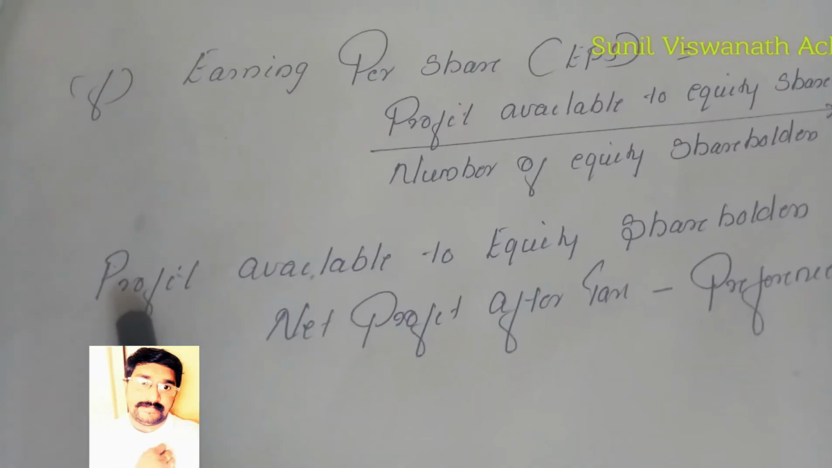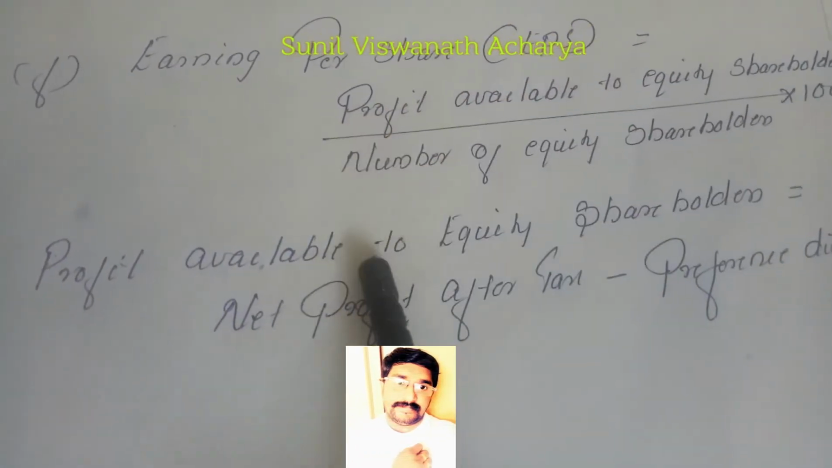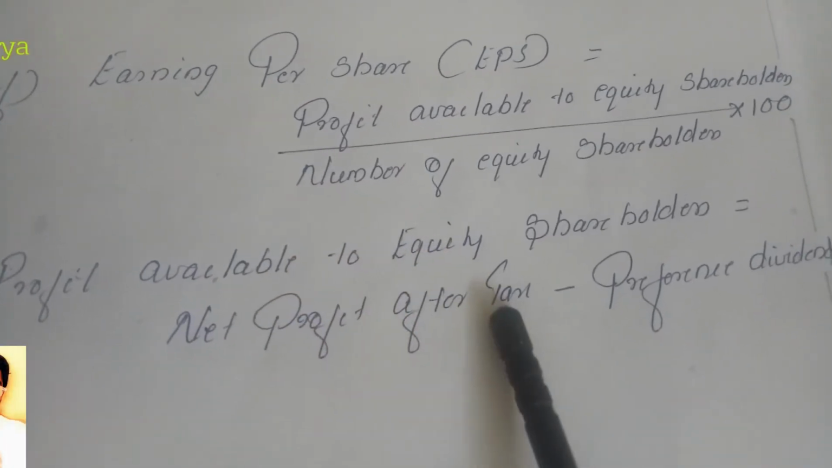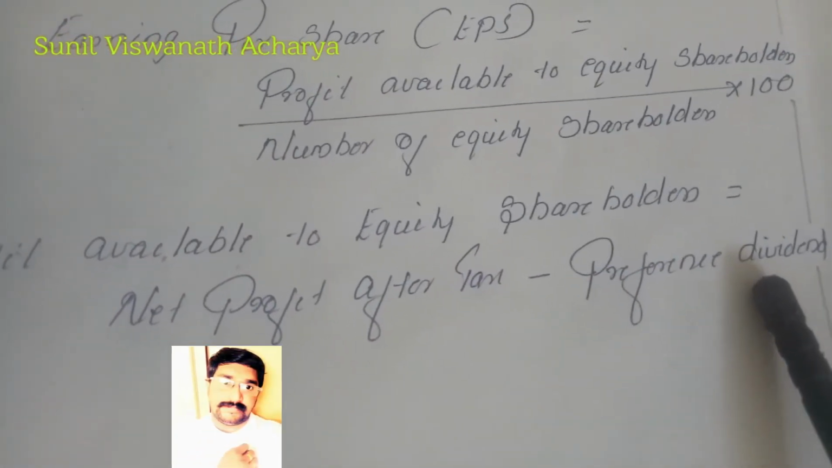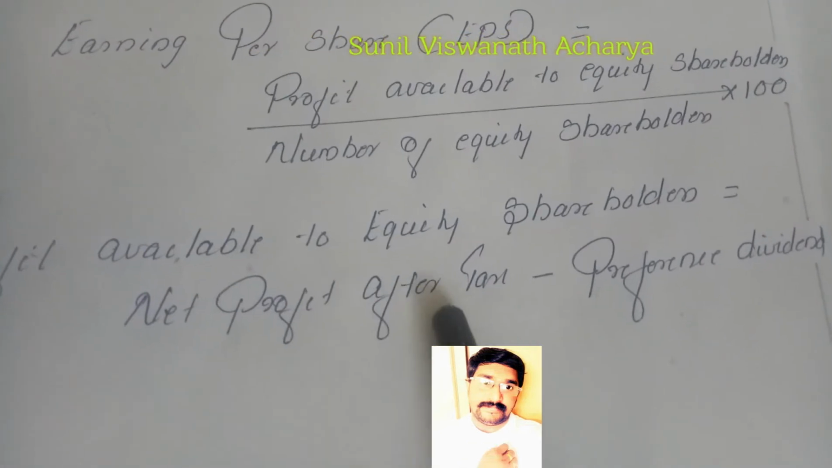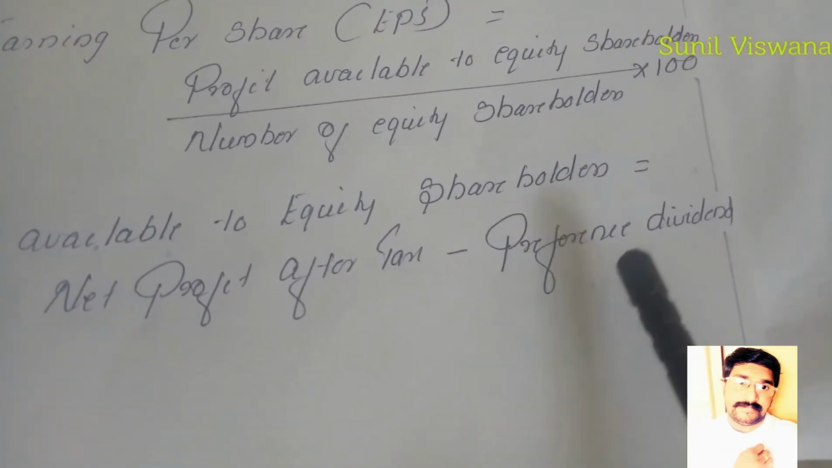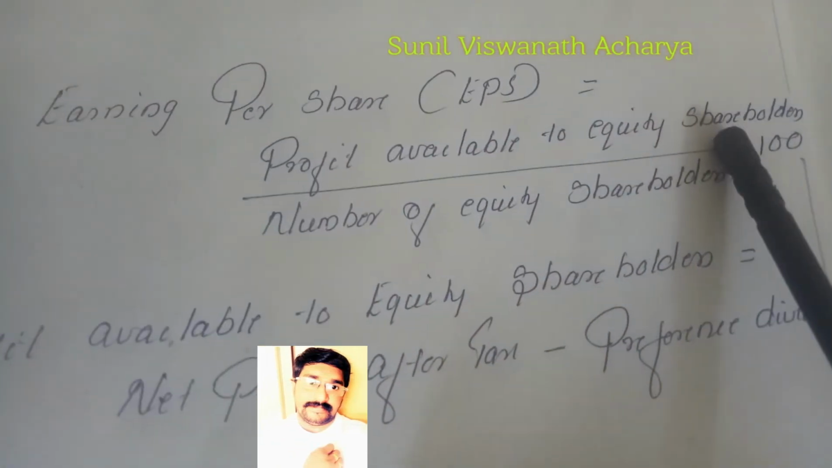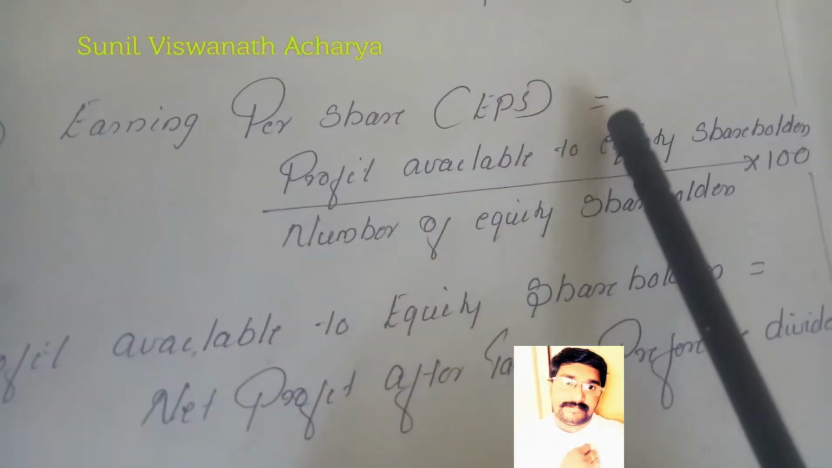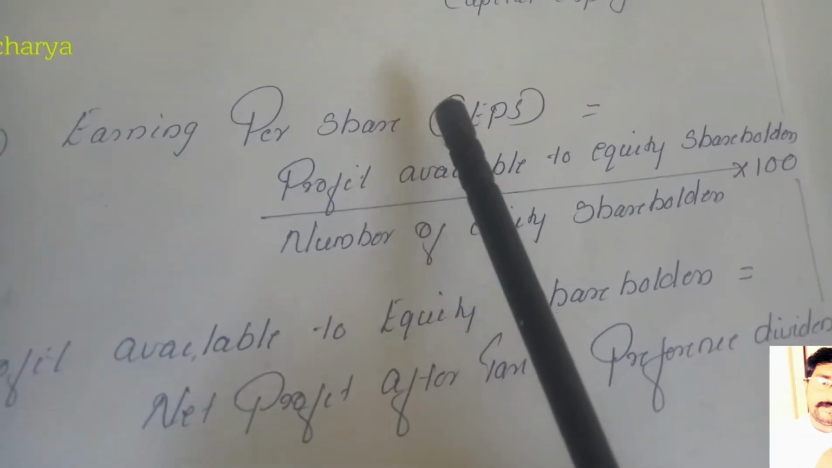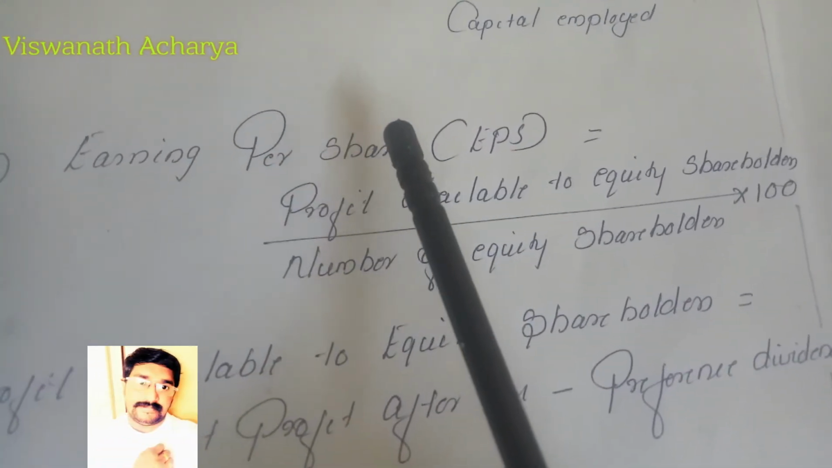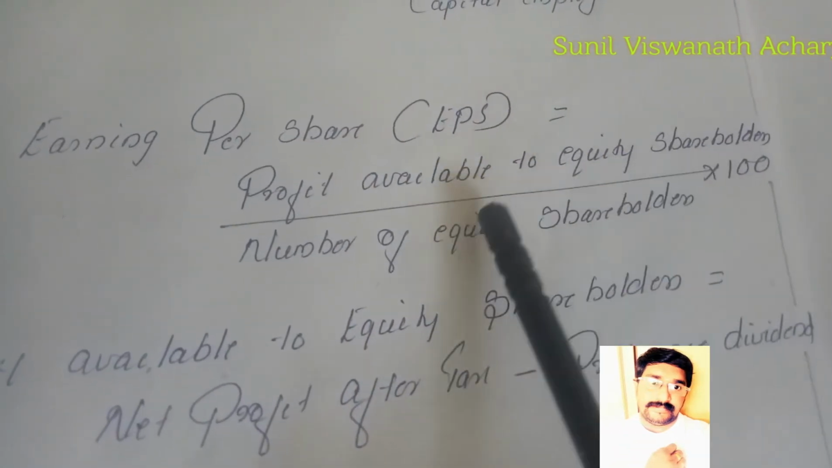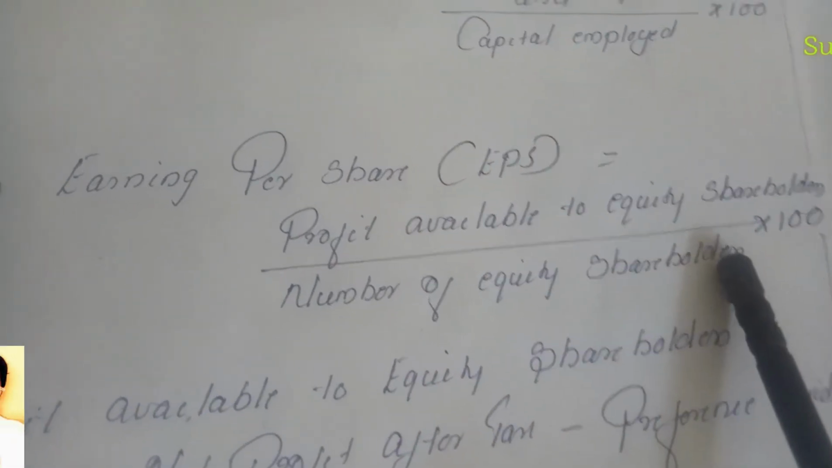So how to calculate profit available to equity shareholders? That we can calculate by net profit after tax minus preference dividend. From the net profit after tax, if you subtract preference dividend, you will get profit available to equity shareholders. So the EPS meaning is what is the earning for equity shareholders for one share. That is profit available to equity shareholders divided by number of equity shares.